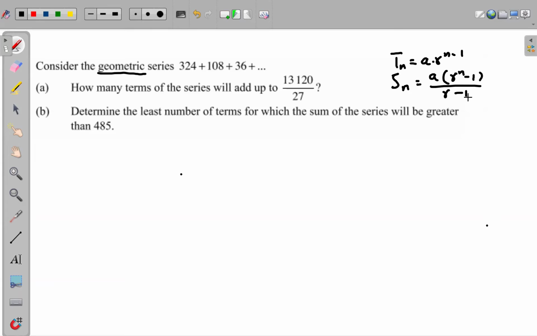So now we want to find, number one, how many terms of the series will add up to this. The question is not that direct one that says, find the sum of the first 10 terms or 13 terms or 20 terms. That's not what it says. Here it's the reverse that I was talking about. I give you the sum. I'm telling you that these terms, 324, 108, 36, etc., have added up to this number here. So you have to find how many of these terms added up to this. So we are basically solving for n.